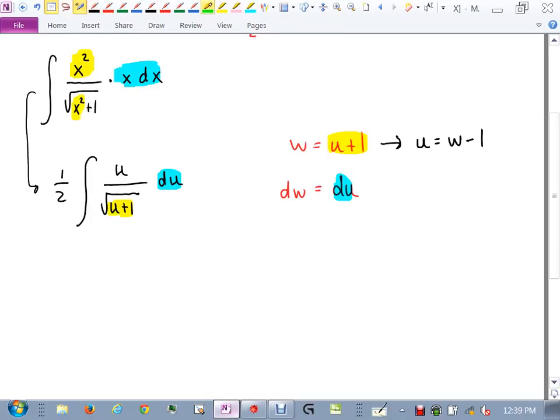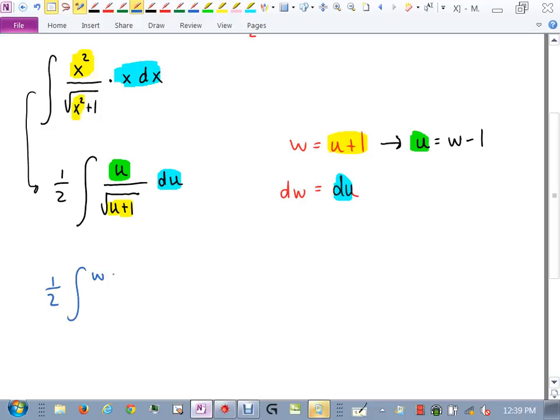So I can replace this u right here. So my new integral, I'll keep the 1/2. My u is going to be replaced with w minus 1. The bottom is going to be replaced with what? Square root of w, and then the du is going to be replaced with dw. And does that help me at all? W minus 1 over square root of w, and then dw. Why does that help me?